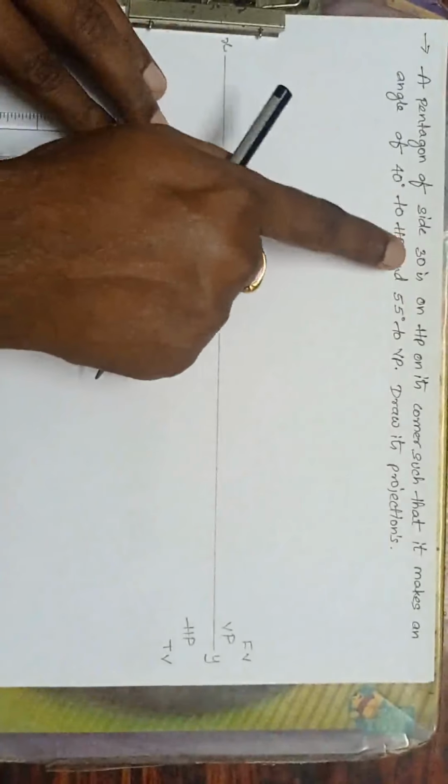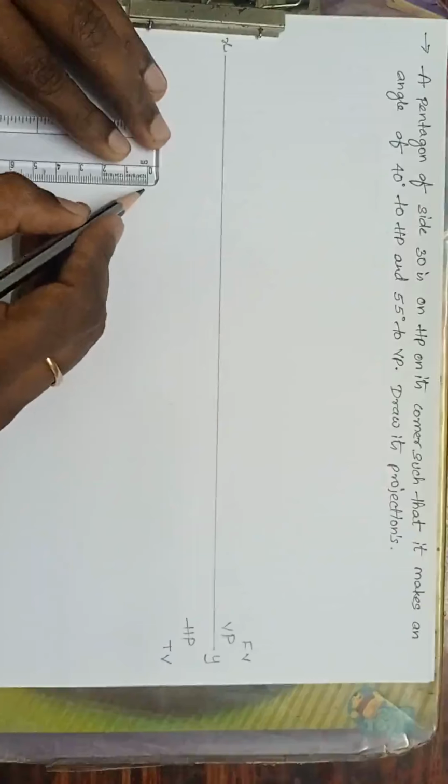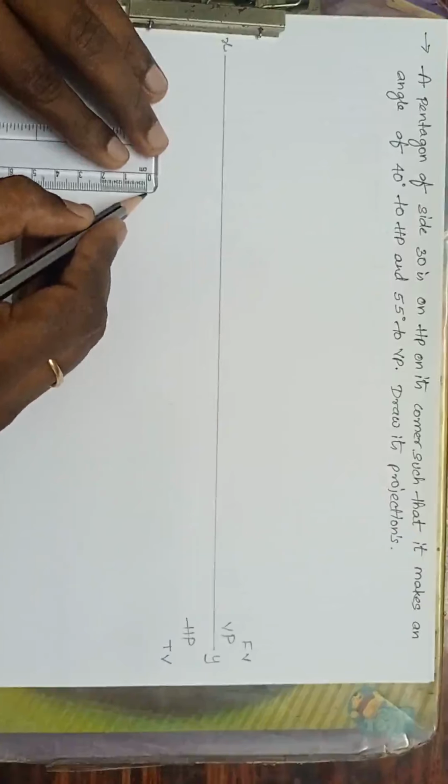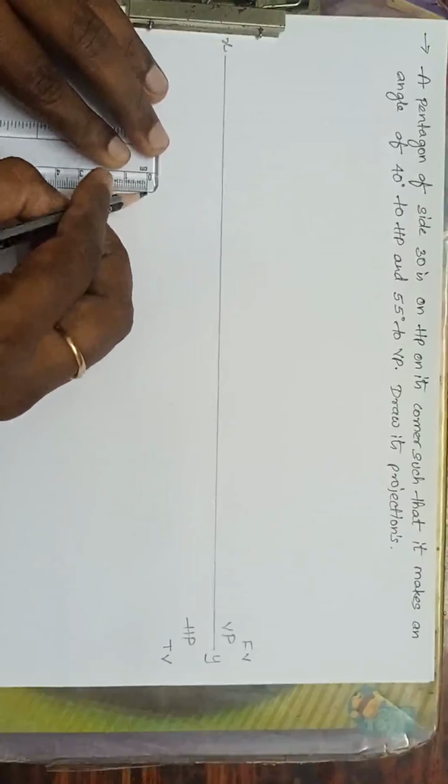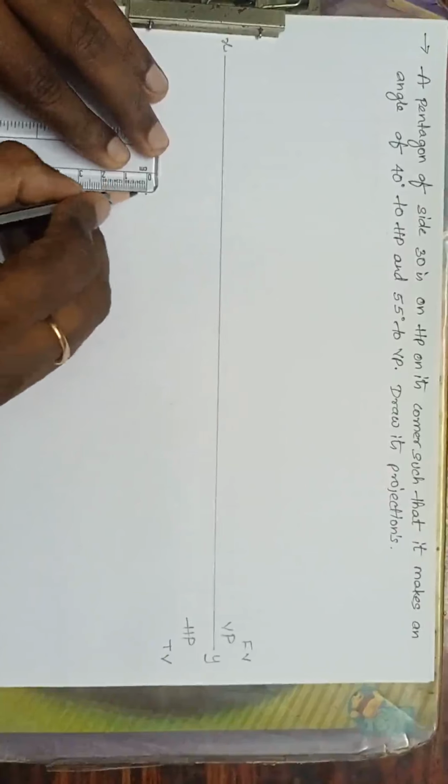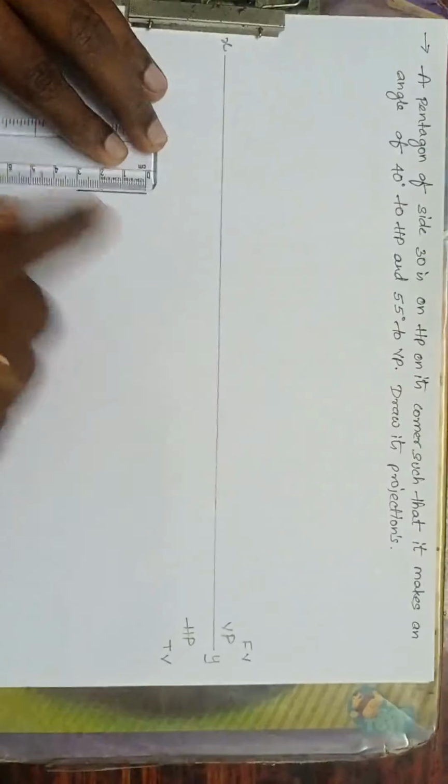So first what I will do, I will draw a perpendicular line. The length how much? 30. I am drawing 30 here. Side 30. It should be a dark line at certain gap. See here, this gap is your wish. Done.